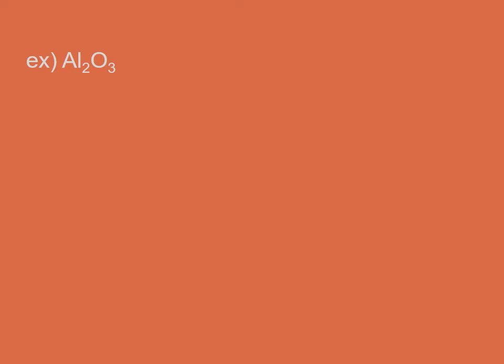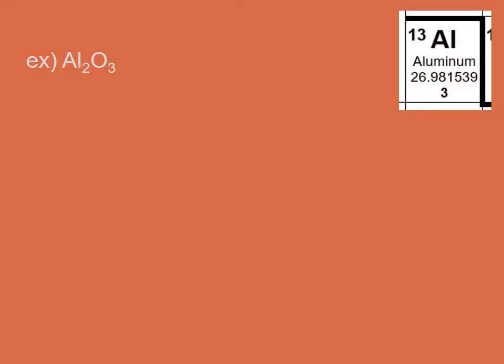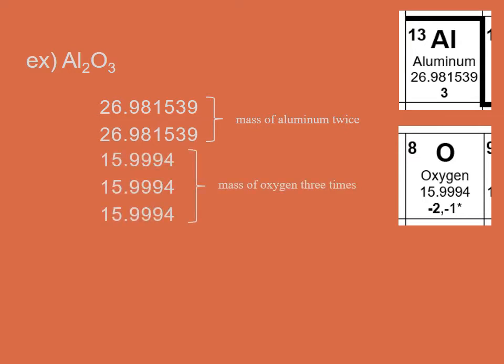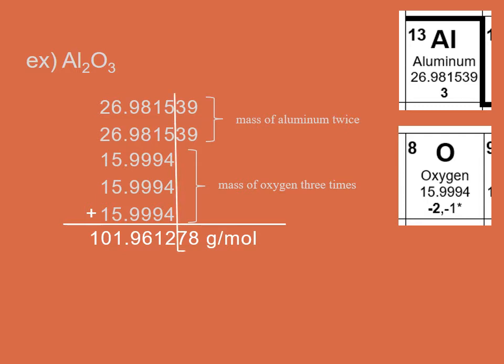So if we want to find the weight of aluminum oxide, first thing I do is look up aluminum on the periodic table and I write down the mass of aluminum twice. I look up oxygen. I have 3 oxygen atoms, so I write down the mass of oxygen 3 times. I add them up, and then I correct for significant figures, and then I write my answer.